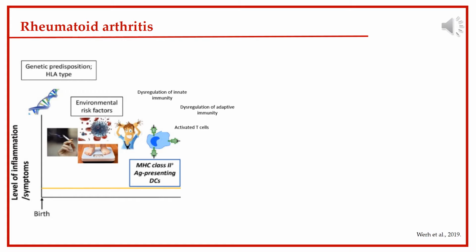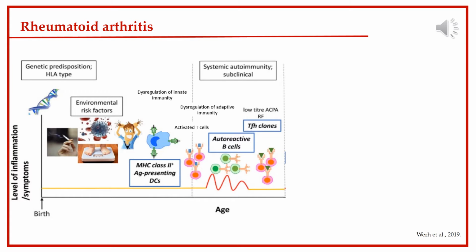However, researchers believe that it involves a complex interplay between environmental risk related to unhealthy living habits or, for example, infectious disease and genetic factors. In this context, the onset of the disease probably involves the regulation of innate and adaptive immunity, triggering autoimmunity and different levels of inflammation and symptoms, but in a subclinical phase.